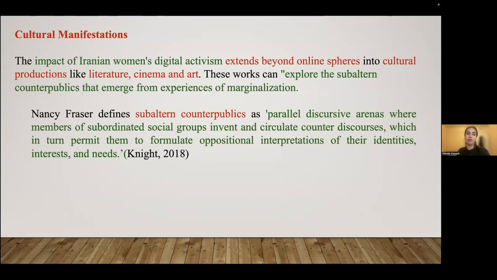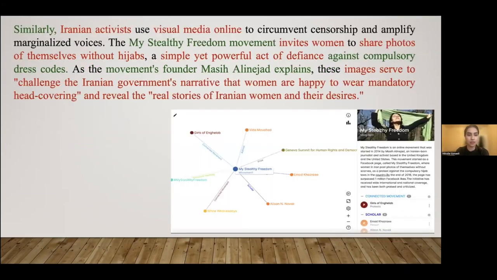The impact of Iranian women's digital activism extends beyond online spheres into cultural productions like literature, cinema, and art. These works can explore the subaltern counterpublics that emerge from experiences of marginalization. Nancy Fraser defines subaltern counterpublics as parallel discursive arenas where members of subordinated social groups invent and circulate counter discourses, which in turn permit them to formulate oppositional interpretations of their identities, interests, and needs.